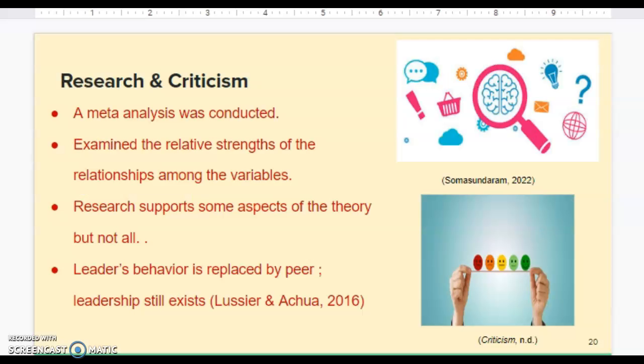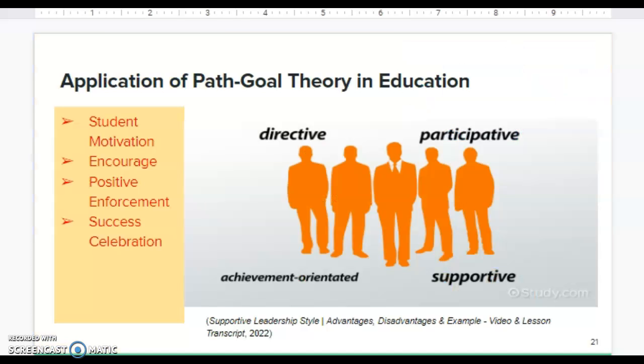Research says that overall the theory is supported. However, the theory does have its critics. Research has found support for some aspects of the theory, but others have not been tested or supported. Critics pointed out that for many of the substitutes, the behavior of the formal leader is merely replaced by similar leadership behavior carried out by informal leaders. So leadership still exists anyway.